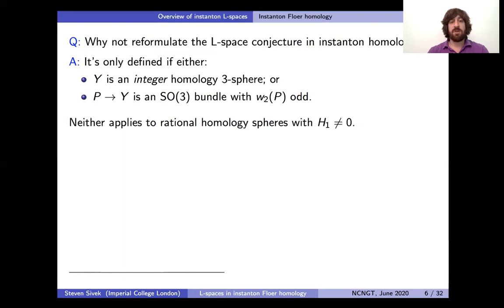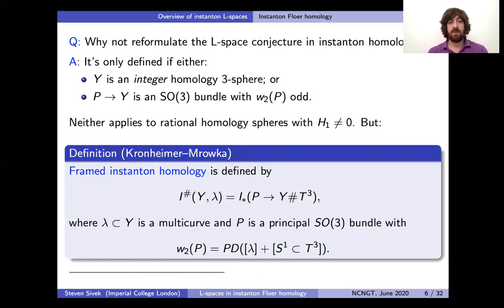So when we have a rational homology sphere that isn't an integer homology sphere, neither of these situations hold. But one thing we can do, and Kronheimer and Mrowka defined a new invariant this way, is we can define the framed instanton homology by taking Y and optionally some multi-curve lambda inside Y, and we form a bundle P over Y plus the 3-torus. And the way we define this bundle P is that its second Stiefel-Whitney class should be Poincare dual to the sum of lambda, the multi-curve on Y, and then just some circle factor of the 3-torus.